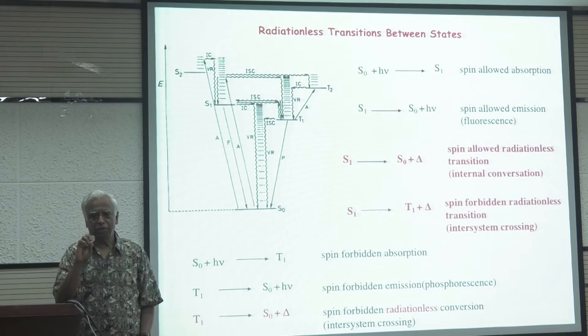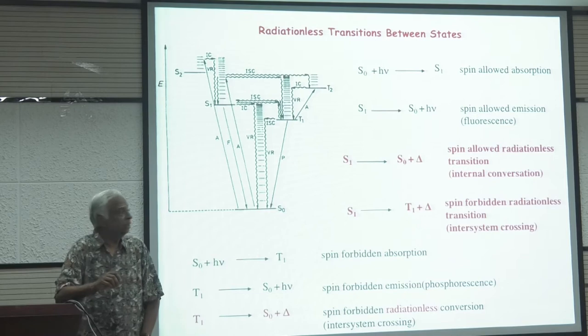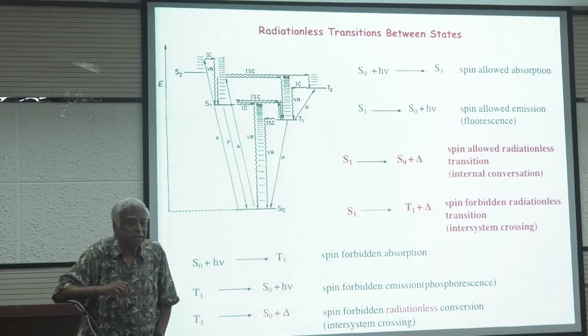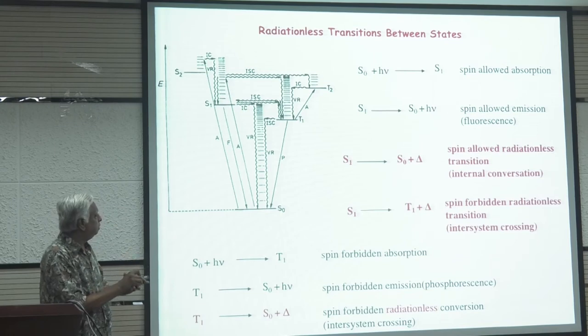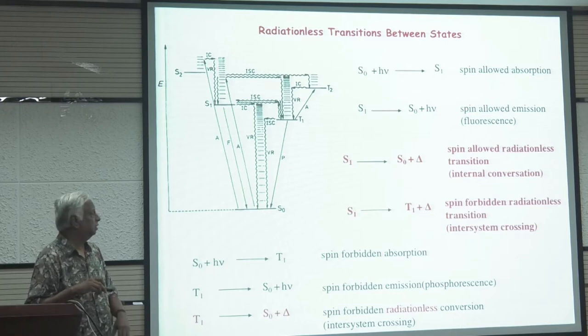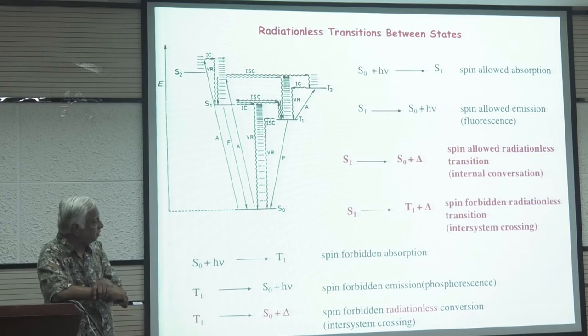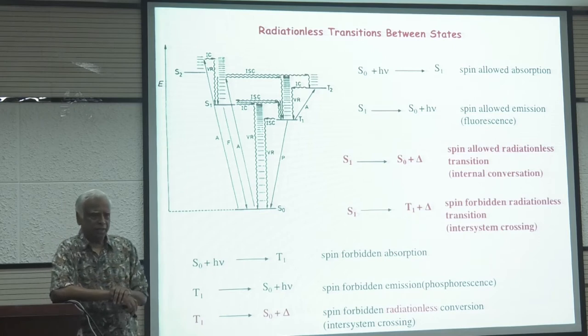Number 2 and number 6. Number 2 and number what? 6. Okay, 1, 2, 3, 4, 5, 6. Radiative transition. Yeah. And number 3, number 4, and the last one is radiationless transition. Okay, correct.